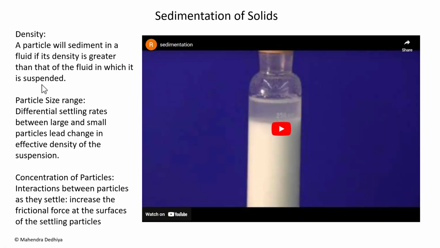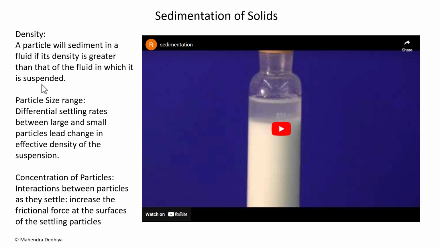Suspension contains particles dispersed throughout the liquid phase in which the particles are not soluble. Sedimentation of solid will occur due to gravitational force. The factors that influence sedimentation include density. The particle will sediment in a fluid if its density is greater than the fluid in which it is suspended. It will float if the density is lower.